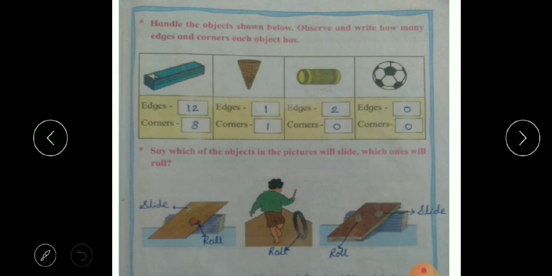Okay children, so we have completed our lesson number 2, Let's Handle Geometric Shapes. In the next period we will see the next lesson. Till then, happy learning.